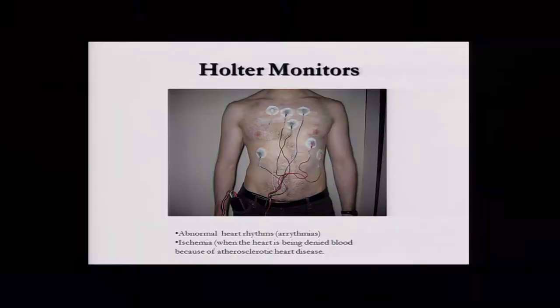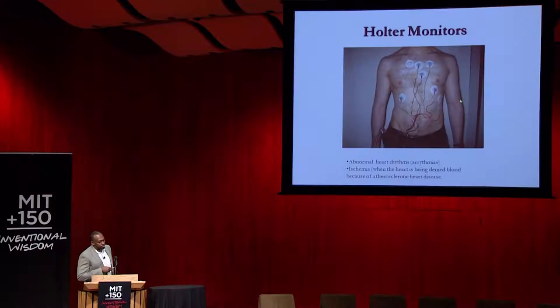We can also acquire this information from people who are just walking around. Many of you here may have actually worn a Holter monitor. So this contraption, which is here by the side of the patient, is now reduced to something that's here in the pocket of this patient. And by recording these impulses over time, we can get information about heart rhythms and diagnose what we would call arrhythmias, incidences of ischemia, where the heart is not getting enough blood, usually due to atherosclerosis.